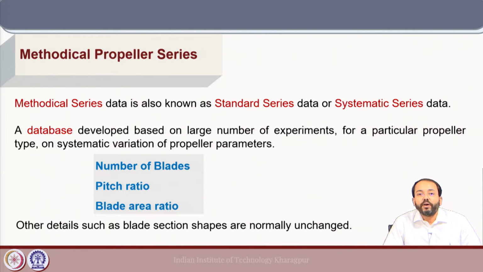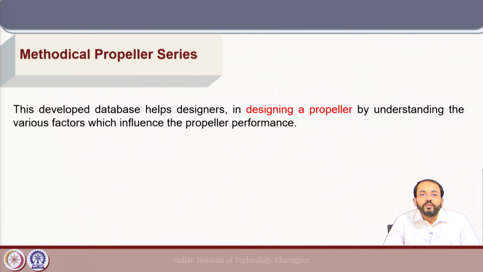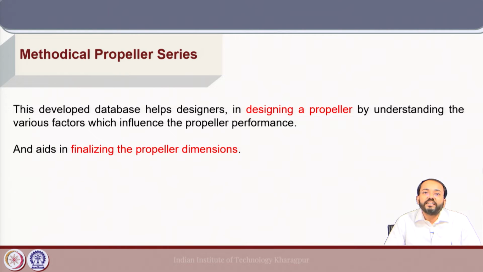Sometimes for preliminary design it is also very useful to have a first hand idea of what the design should be. These data can be interpolated to get the results or the final design for a specific configuration between the values which are experimented for all these parameters. If we think of the database for designing a propeller, certain factors are important, and having methodical series data gives a first hand estimate to finalize the propeller dimension.